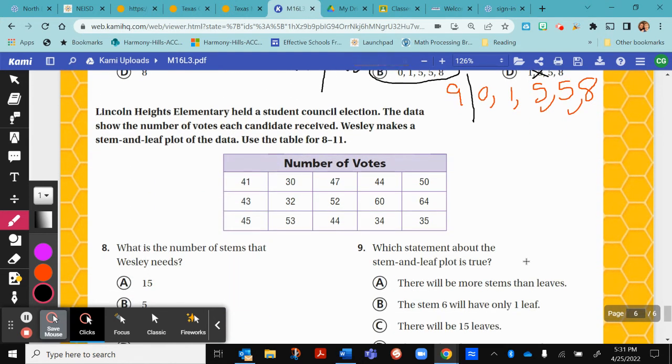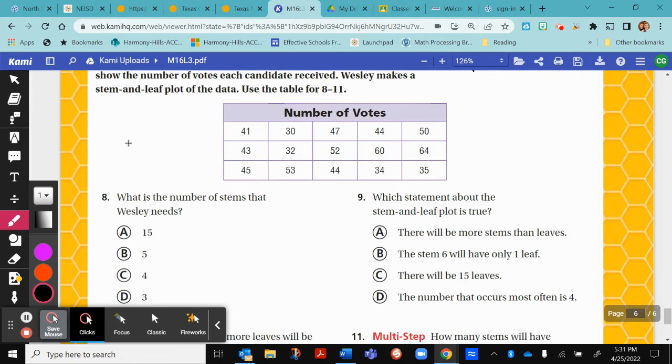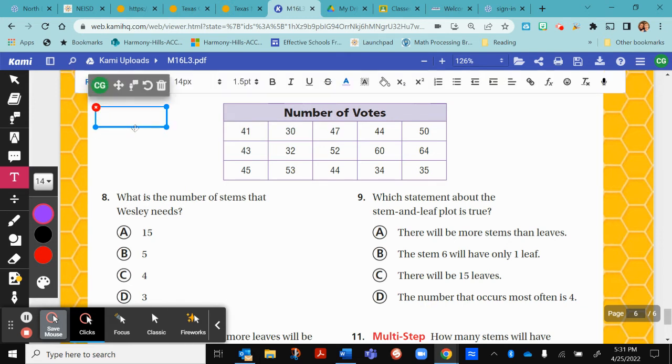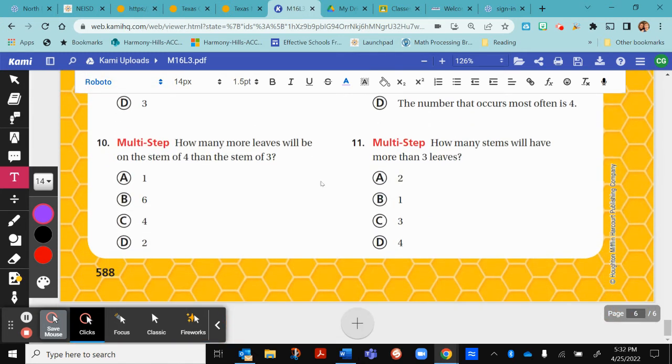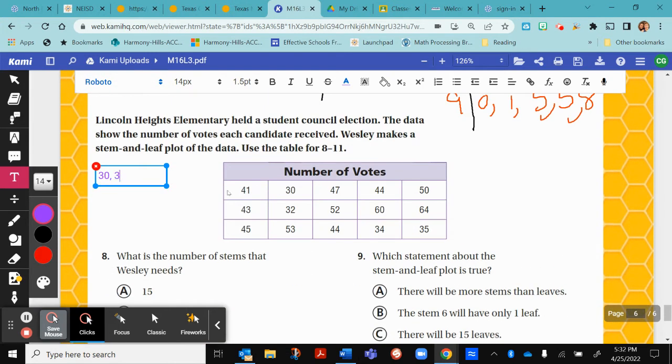So Lincoln Heights Elementary held a student council election. Now the data shows the number of votes each candidate received. Wesley makes a stem and leaf plot based on this data. So I am going to go ahead and look for my lowest number, and I see a 30. There's a 32. So I'm going to go ahead and type this out. 30 and a 32. Whoops, what happened there? There we go.